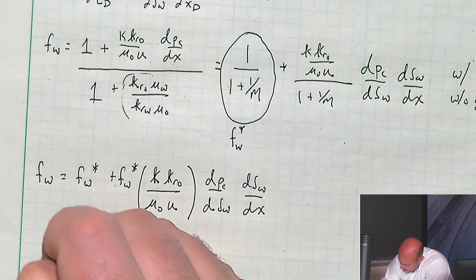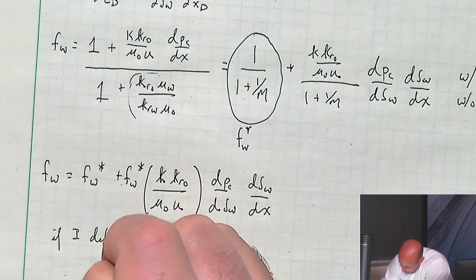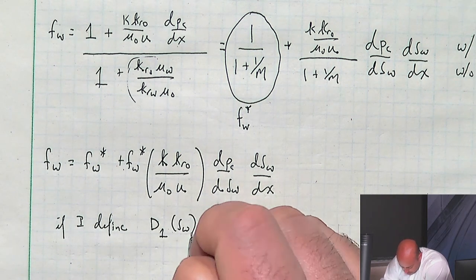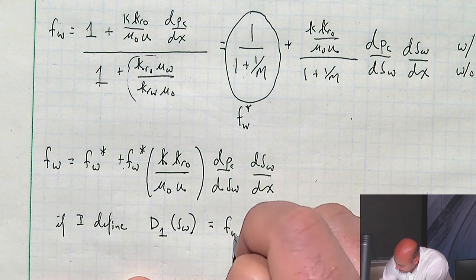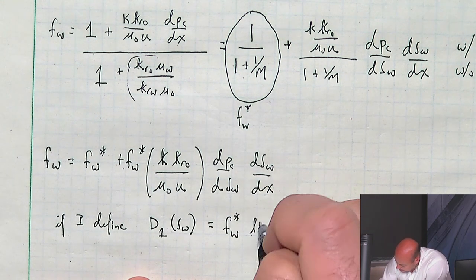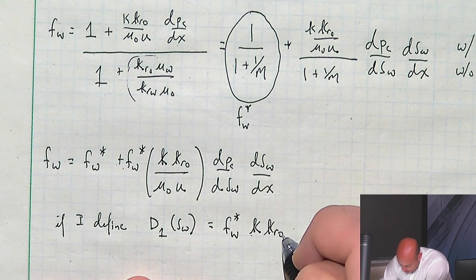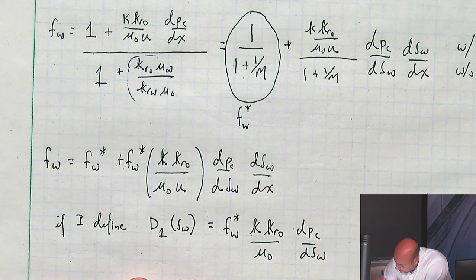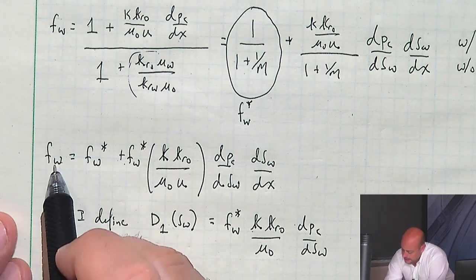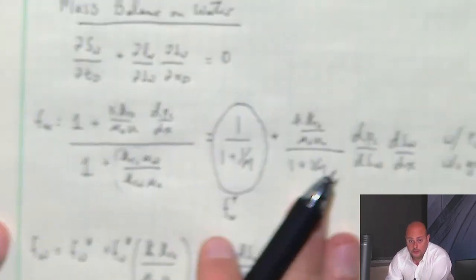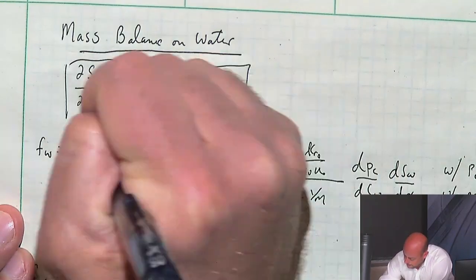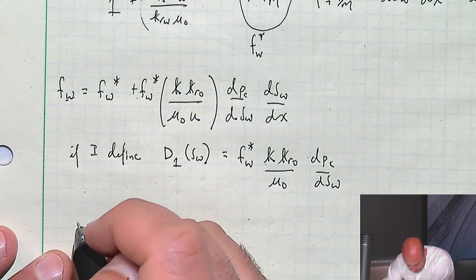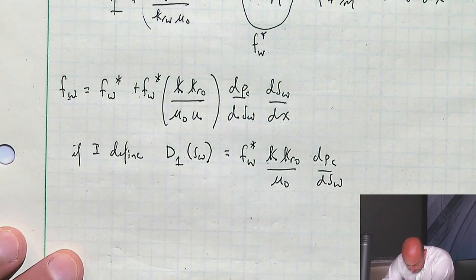And if I define a capillary diffusion coefficient, I'll call it D1, which is a function of SW, as being FW star times k KRO over mu O mu, dPc/dsW, and I take the derivative of this and put it into my equation up here, what I'll get is an equation that looks like this. And I'm going to put it in dimensional form.